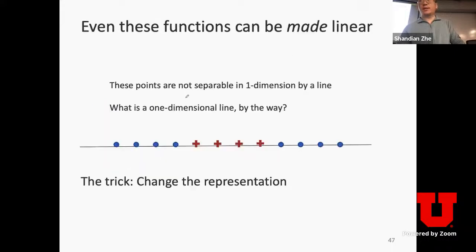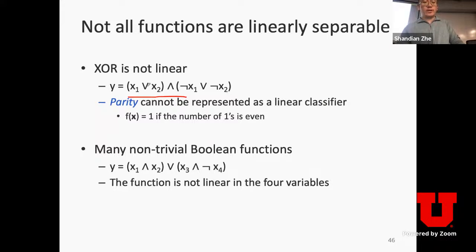XOR can be represented in this way, right? Y equals X1 disjunction X2, conjunction, negation of X1 disjunction negation of X2. So that basically means for X1, X2, only when they are different, the XOR value will be 1, right? If they are the same, like 1, 1, then XOR value will be 0, or 0, 0, the value will be 0. Right? This is XOR.